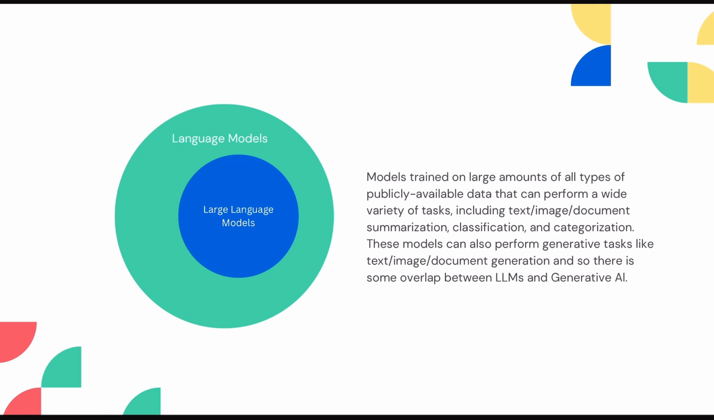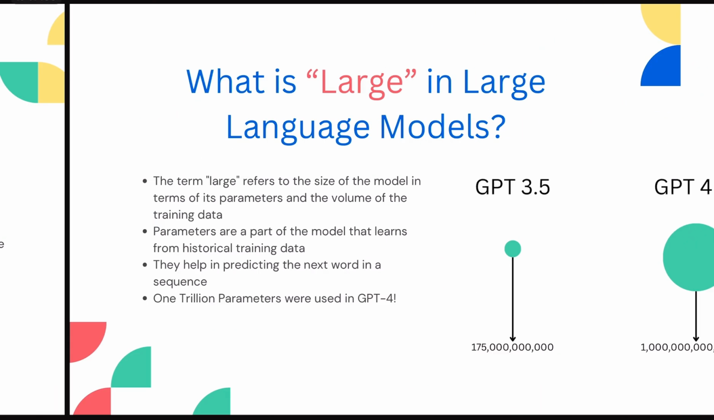Models trained on large amounts of all types of publicly available data can perform a wide variety of tasks, including text, image, and document summarization, classification, and categorization. These models can also perform generative tasks like text, image, and document generation. So there is some overlap between LLMs and generative AI.